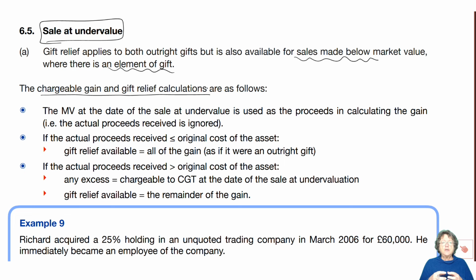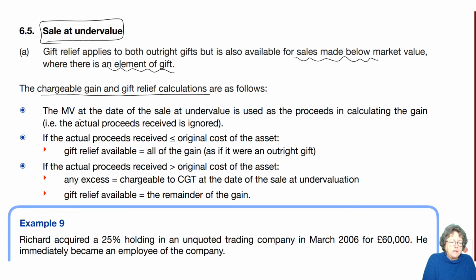Now, it's not exactly the same as rollover relief, which is just the figure. We have to do an actual calculation, what actually happened, to work out what the actual gain would be if we didn't use market value. And that actual gain is the figure that goes at the bottom. Then you work out the gift relief. So that's my explanation. Let's go through the notes.